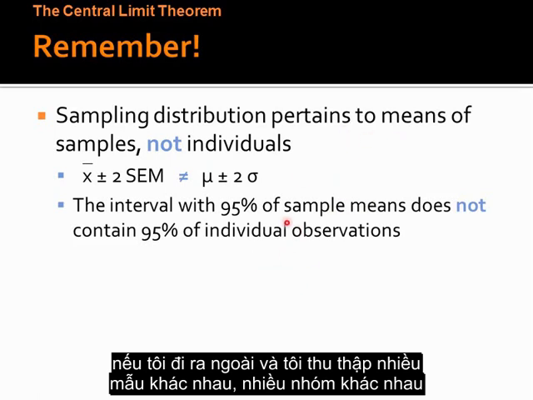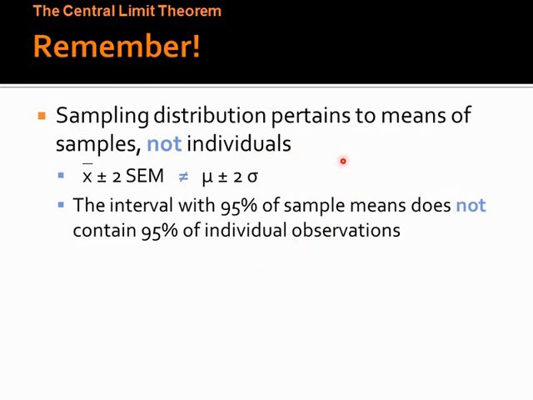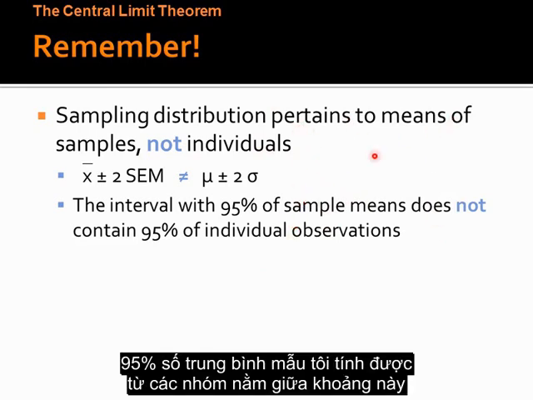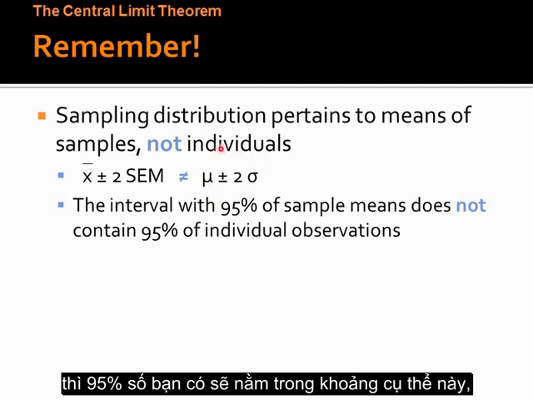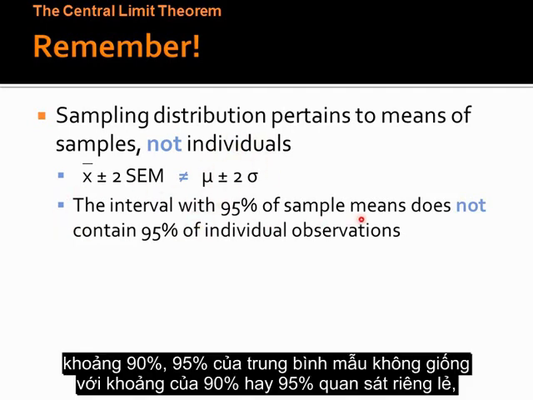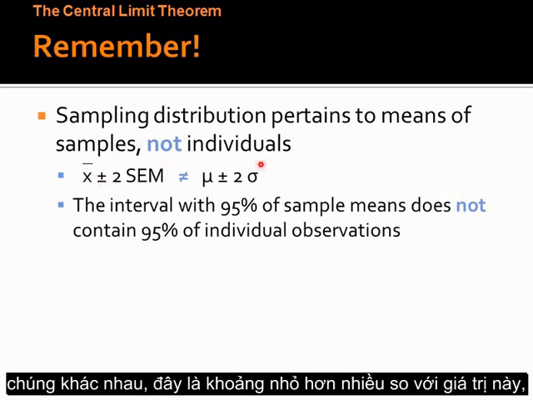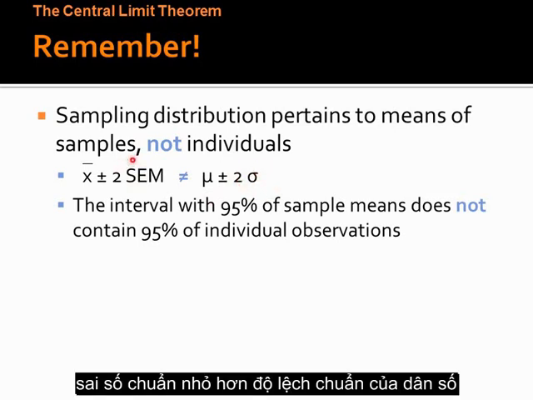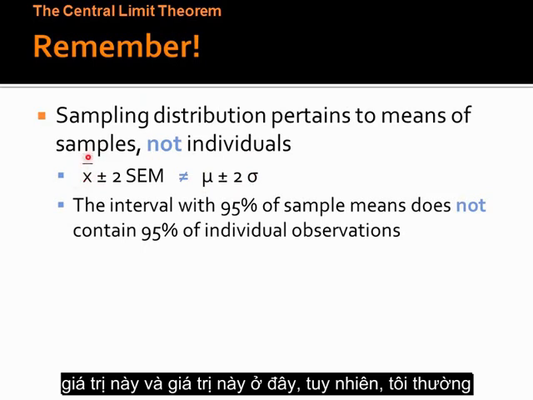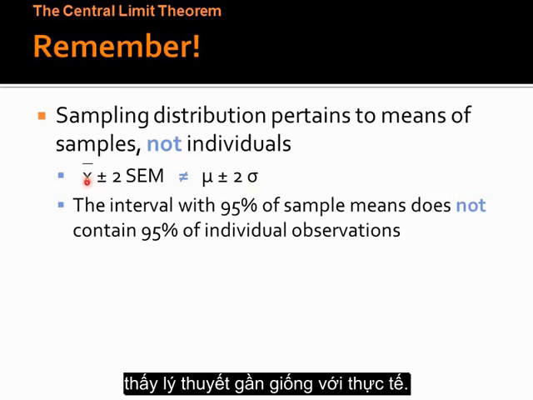It means if I go out and collect multiple different samples, multiple different groups, right? 95% of the time, the sample means which I calculated from the groups lie between this interval. If I go out and collect random individuals, then 95% of the time they will lie within this other interval, right? The interval of 95% of the sample means is not the same as the interval of 95% of the individual observations. They are different. This is a much smaller interval compared to this one, right? Because this value here is smaller than this value here. The standard error is smaller than the standard deviation of the population. This value here and this value here, however, are usually the same in theory or very close to each other in practice.